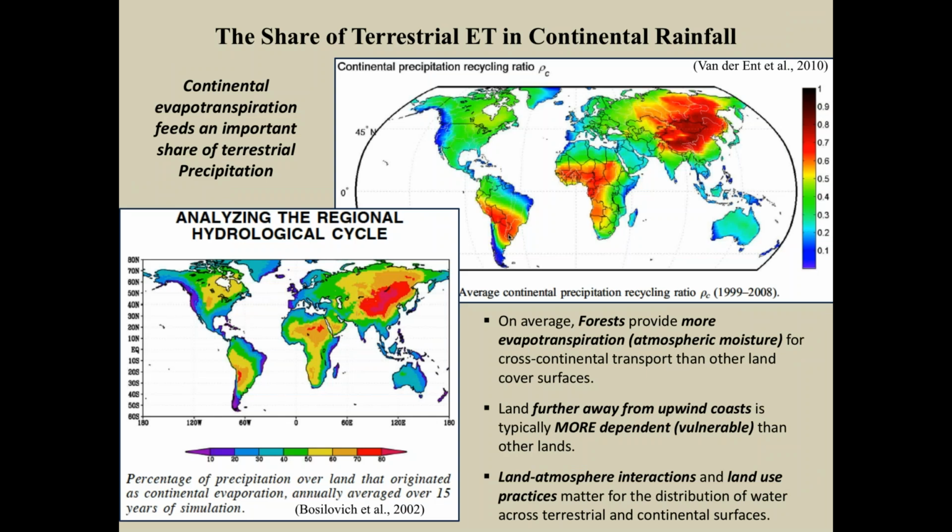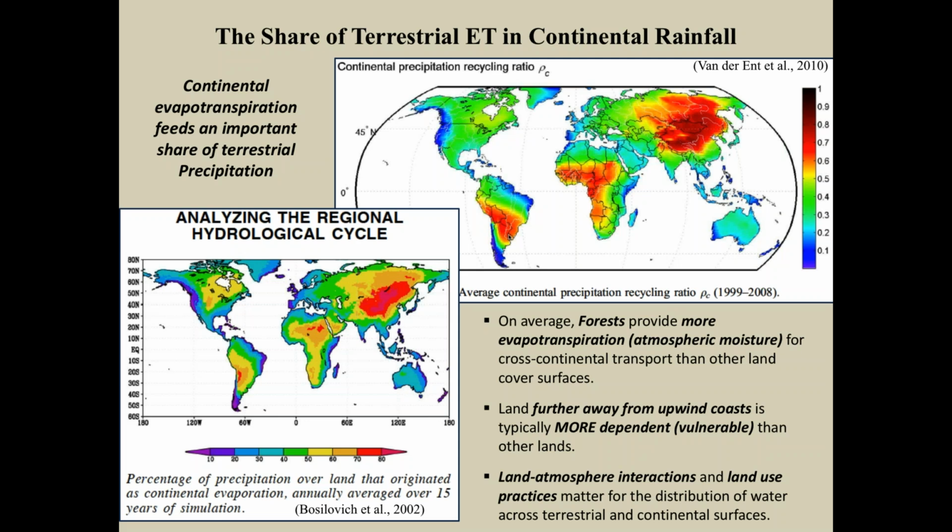Now, once you understand these basic relationships, it makes it much easier to understand these two slides, which show the relative dependence of different areas of the world on evapotranspiration from land surfaces for the rainfall that occurs. So in these red areas, they are as much as 70, 80, 90% dependent on evapotranspiration from land surfaces and receive very little water from oceanic evaporation. And of course, for the upwind areas, it's more or less the opposite. They receive most of their water from oceanic evaporation.